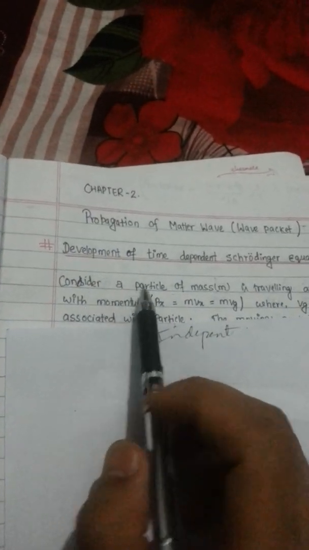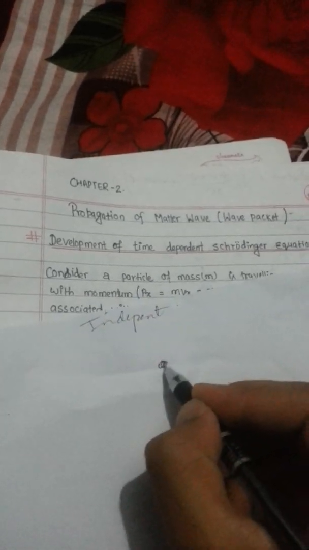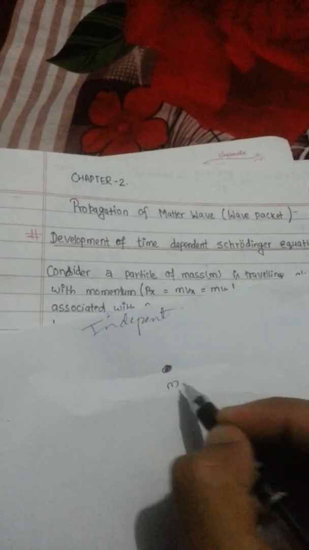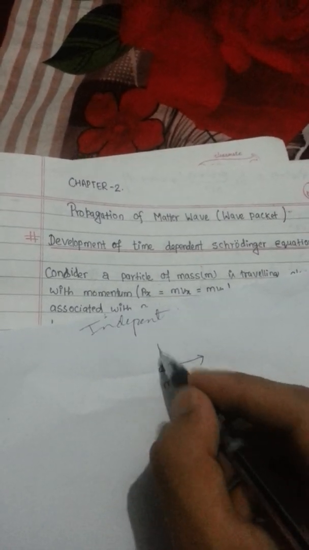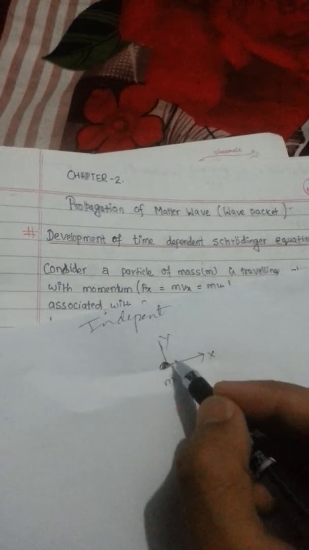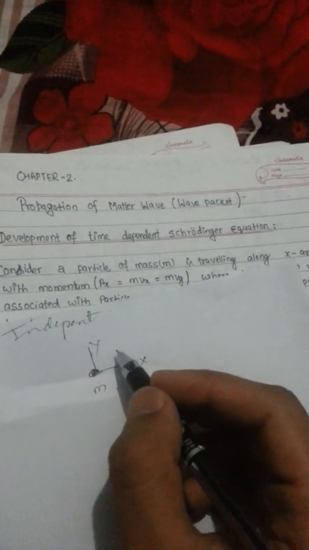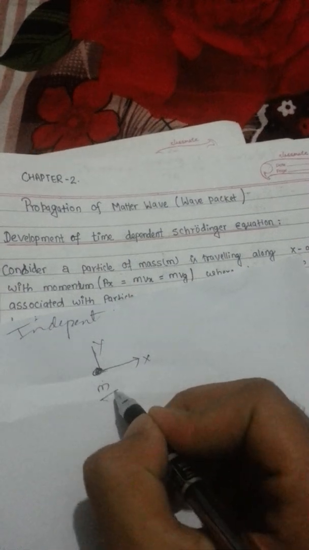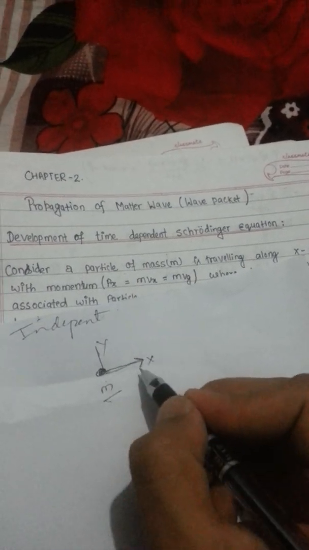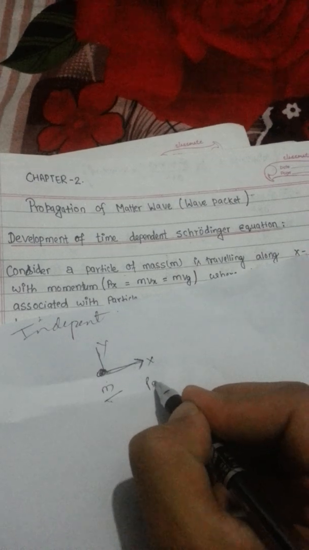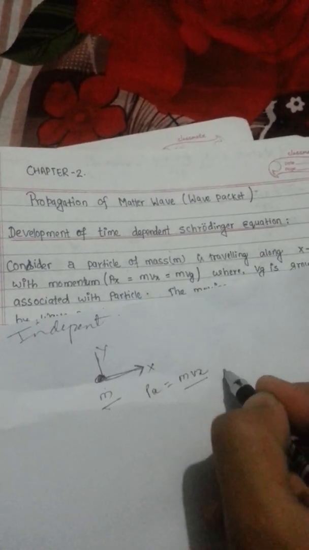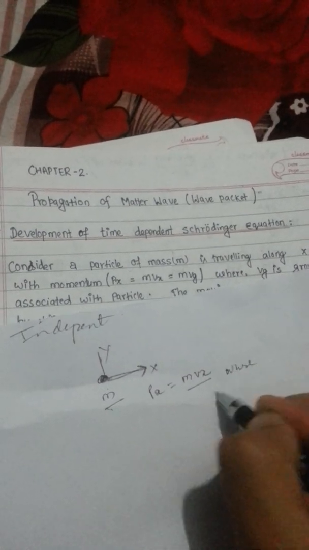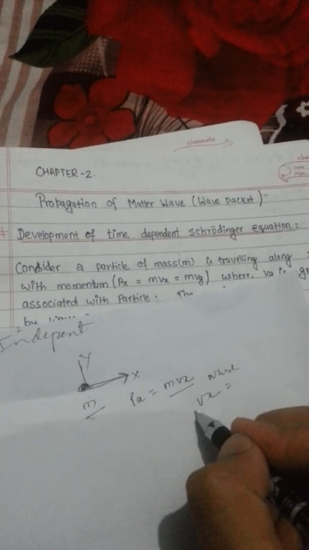Consider a particle of mass m traveling along the x-axis. This is the x-axis, along with momentum. This is the mass m and it is moving, so here is a momentum p along the x-axis, px equal to m vx, where vx is the velocity along the x-axis.